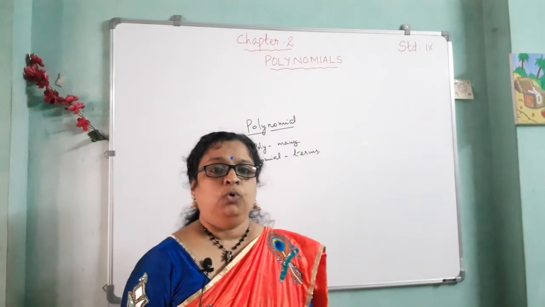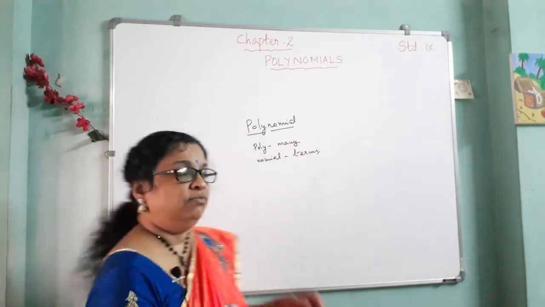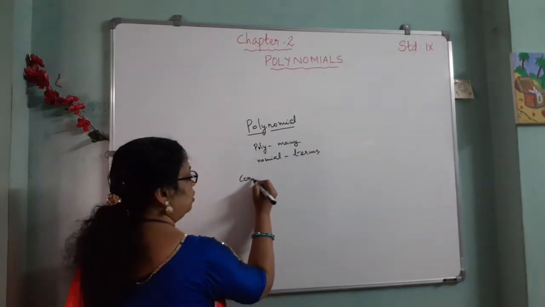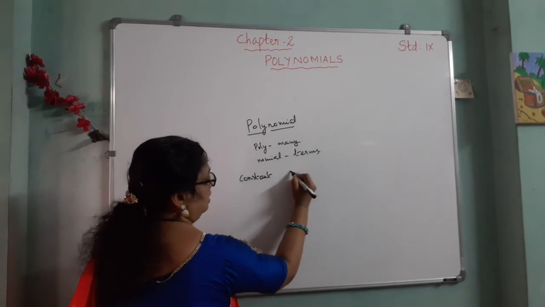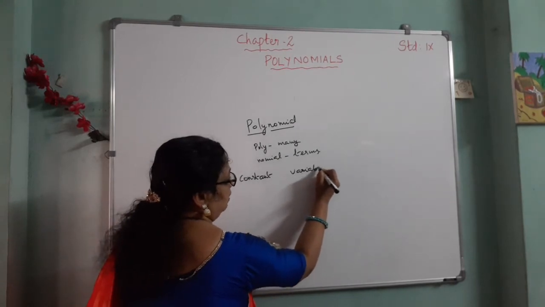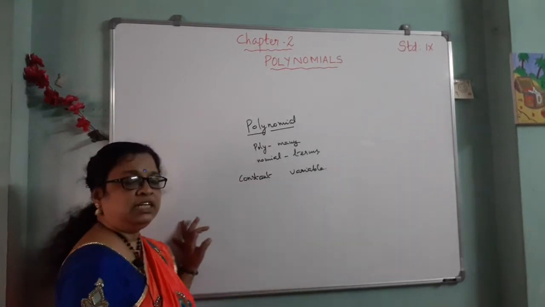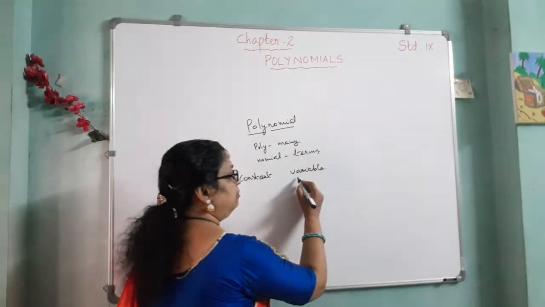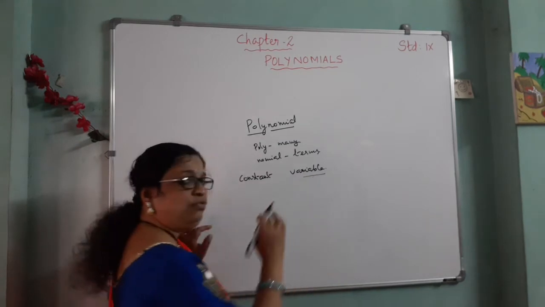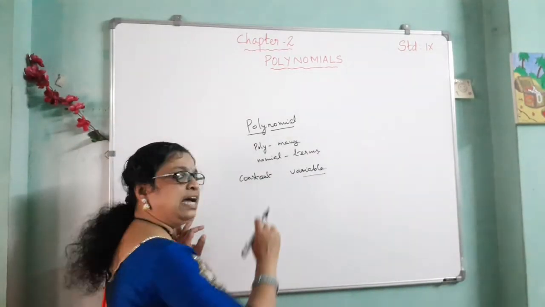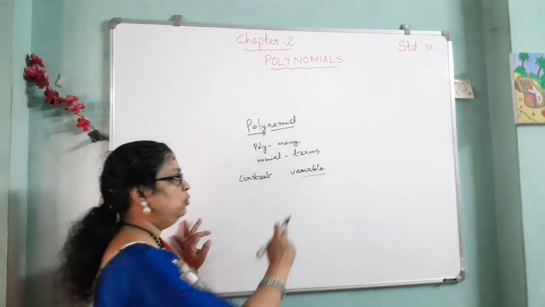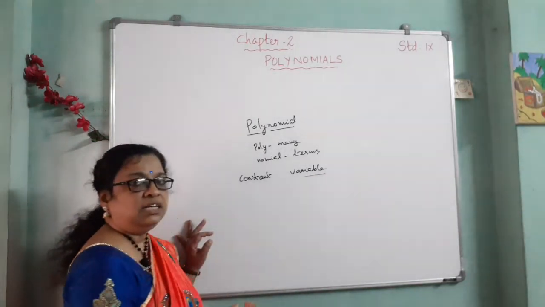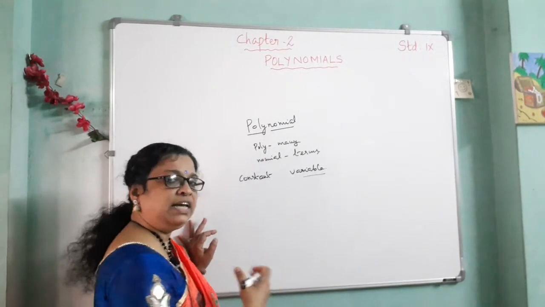And then we know constants and variables. What do you mean by constant? Constant means it always has the same value. Variable means it can vary, it has no fixed value. Constant always has a fixed value, but variable has no fixed value, it can vary.